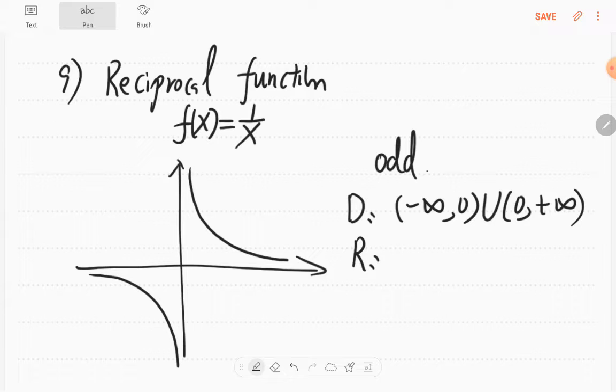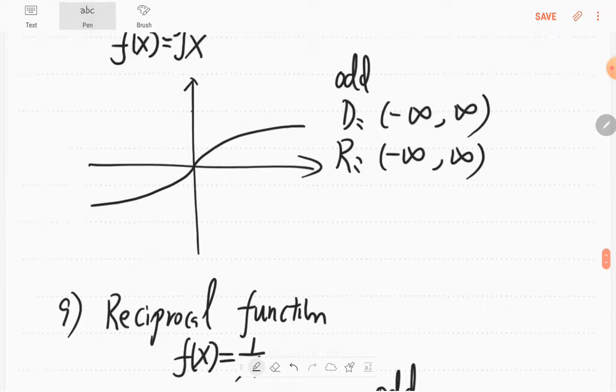What is the range? The range is all the y values. You can see that for each of these y values there is a corresponding point, except this one. So it's also from negative infinity to 0, union 0 to infinity. All the y values, all the y except the origin.